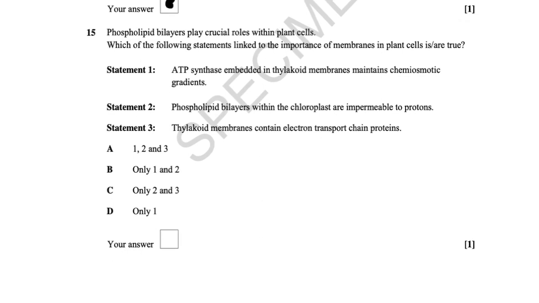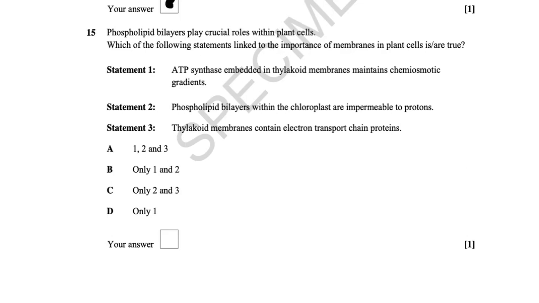Okay, next, phospholipid bilayers play a crucial role within plant cells. Which of the following statements linked to the importance of membranes in plant cells is or are true? So the ATP synthase embedded in the thylakoid membranes maintains the chemiosmotic gradients. Well, it doesn't maintain the chemiosmotic gradient. The chemiosmotic gradient is maintained by the flow of electrons along the electron transport chain. The ATP synthase dissipates the chemiosmotic gradient when the hydrogen ions flow through it to generate ATP. So statement 1 is not true.